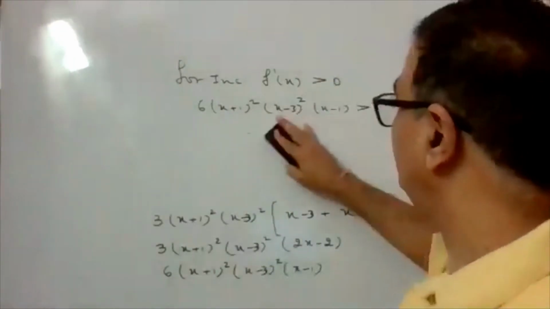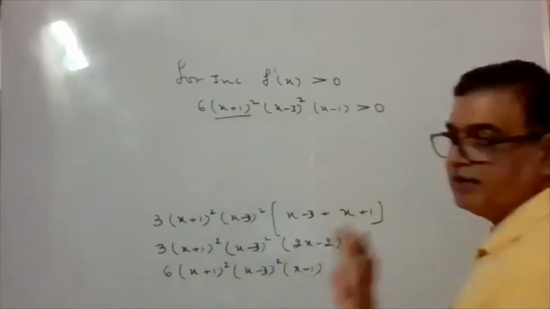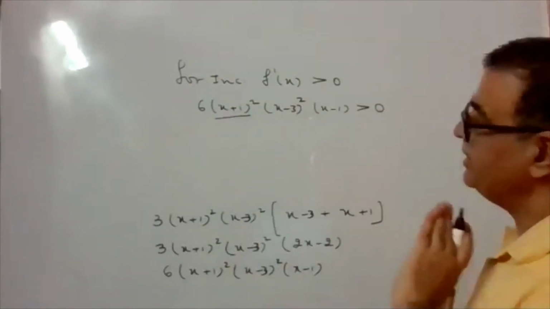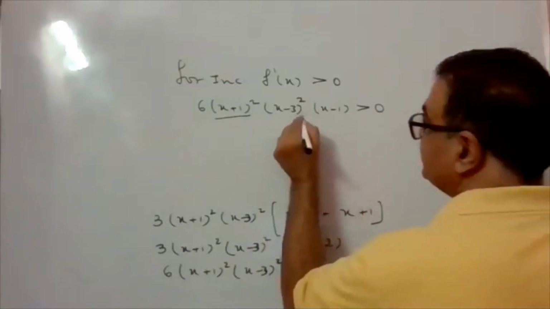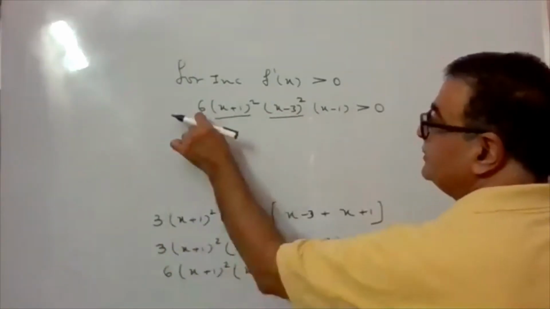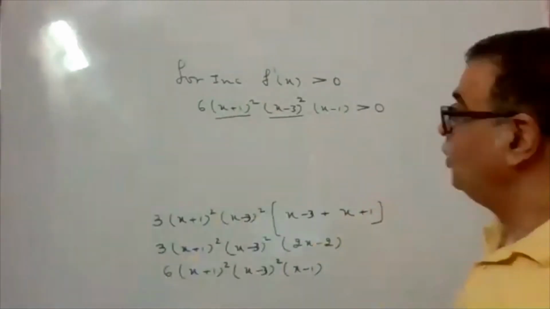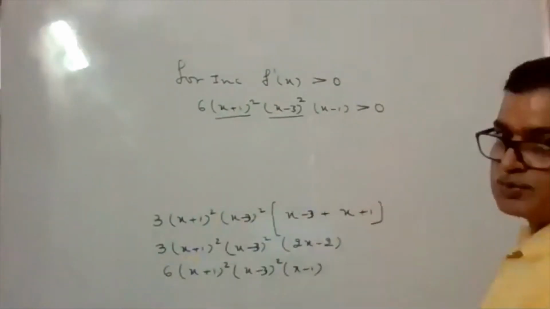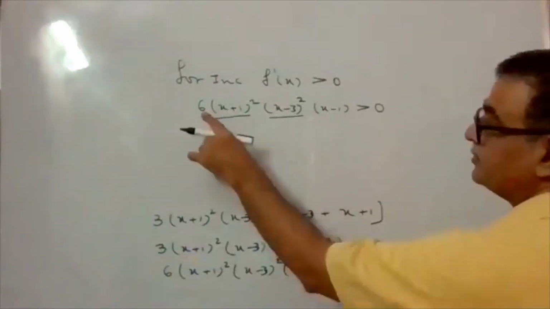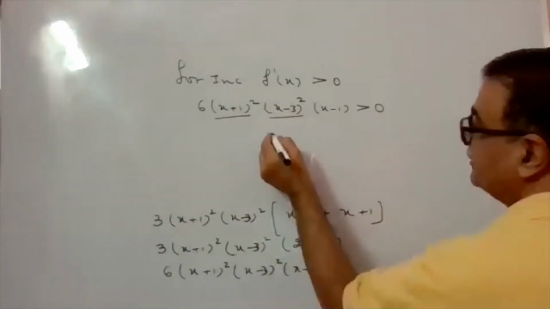Now, if you just think about greater than 0, one thing is clear, this is clearly a positive number, it will never be a negative case, any number you put. This is also going to be positive every time because this is also a perfect square. 6 is already a positive number. So that means only the portion left is x minus 1 which will decide the sign. This is always plus, this is always plus, this is always plus. So only this is to be greater than 0.